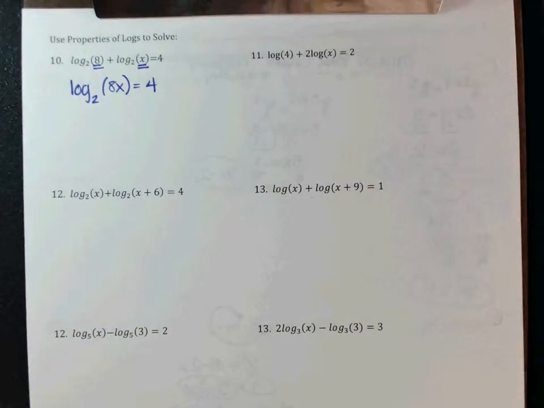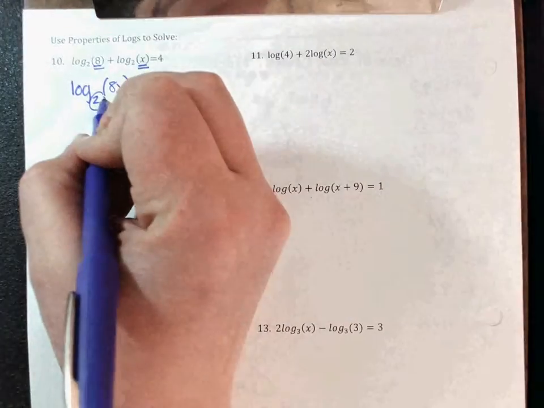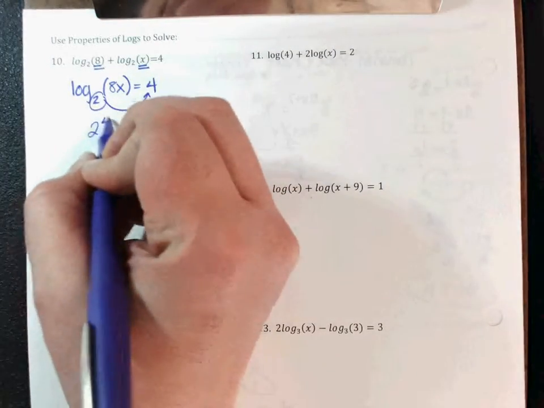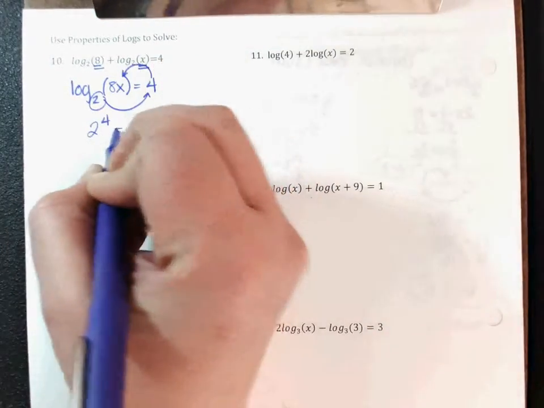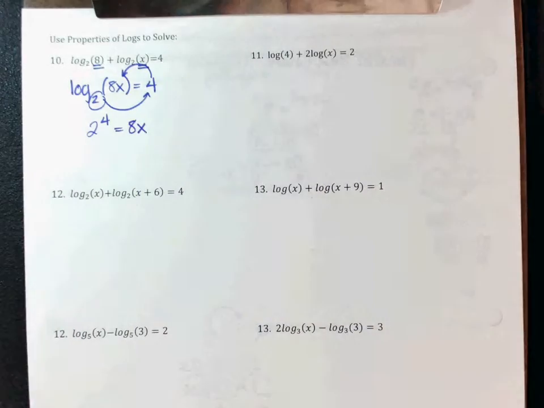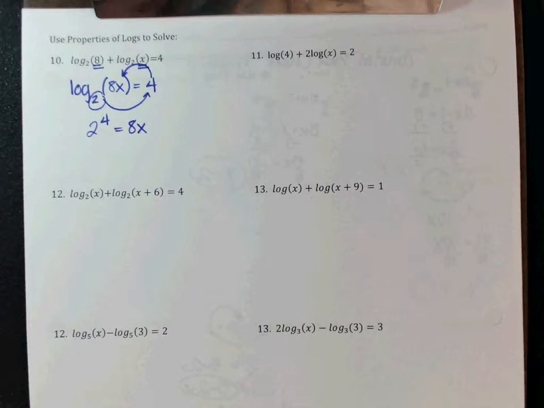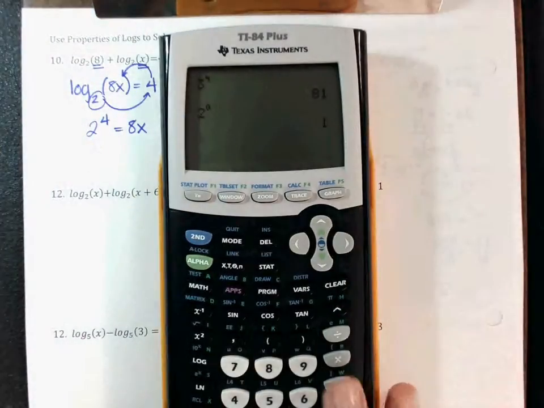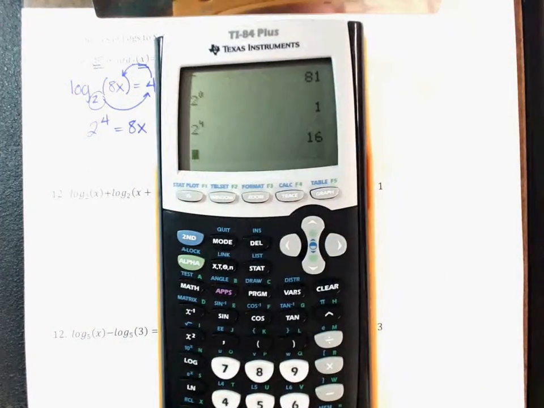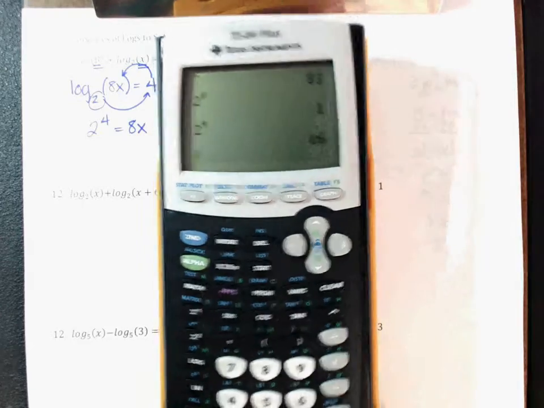And then from here, you can do what we were doing on the front. So you're going to do your loop. What will I start with? 2 up to the 4. And then bring it back around equals 8x. So the properties that we learned make it possible for you to solve equations even if they have more than 1 log in them. Okay, then 2 up to the 4 in the calculator gives me 16.